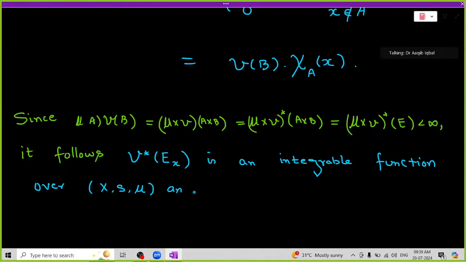And now that it's integrable, so I can speak about the integral. I can speak about integral over x of nu star e sub x d mu. The question is, what will be the integral?